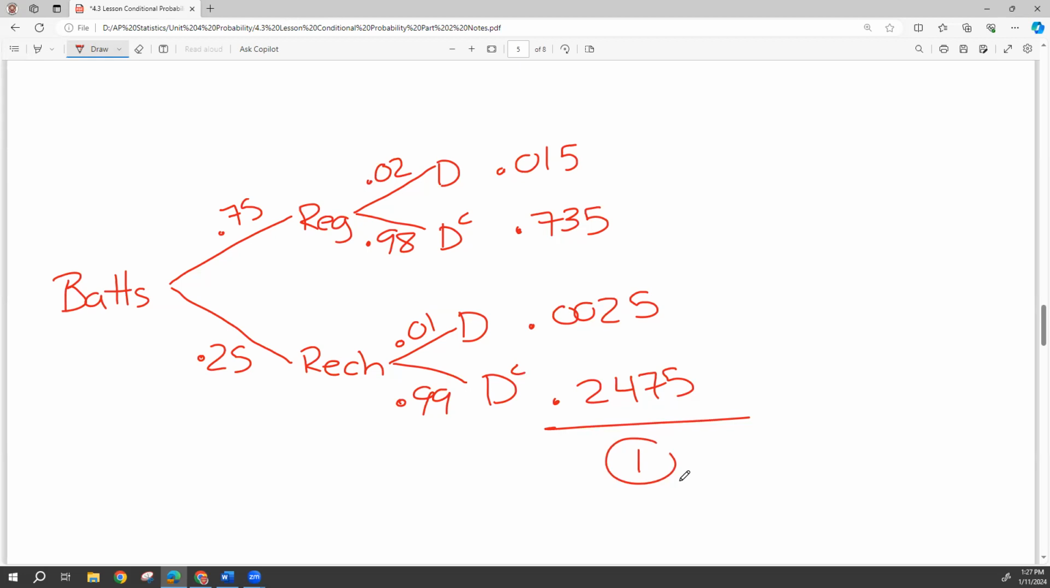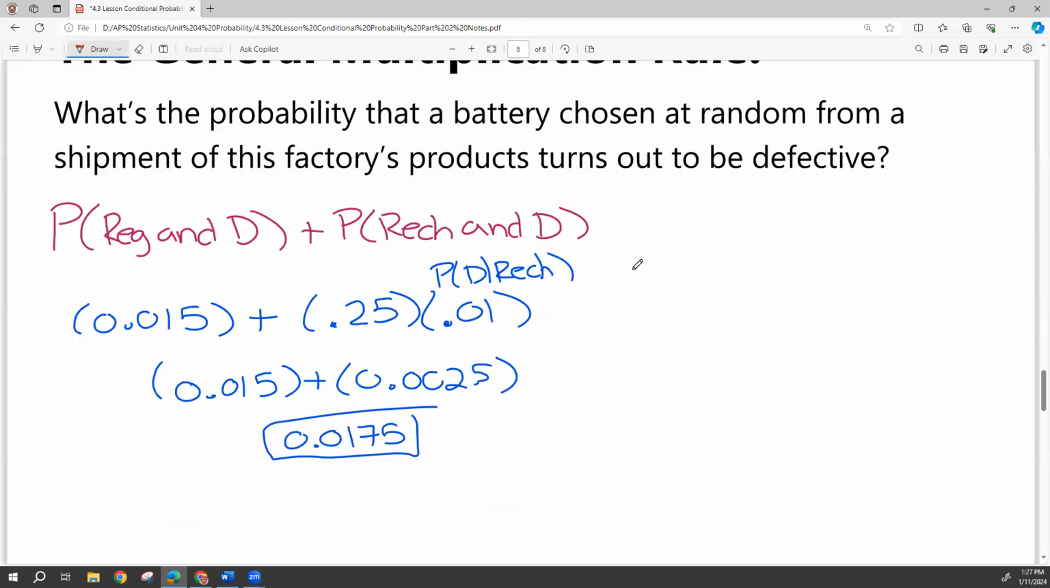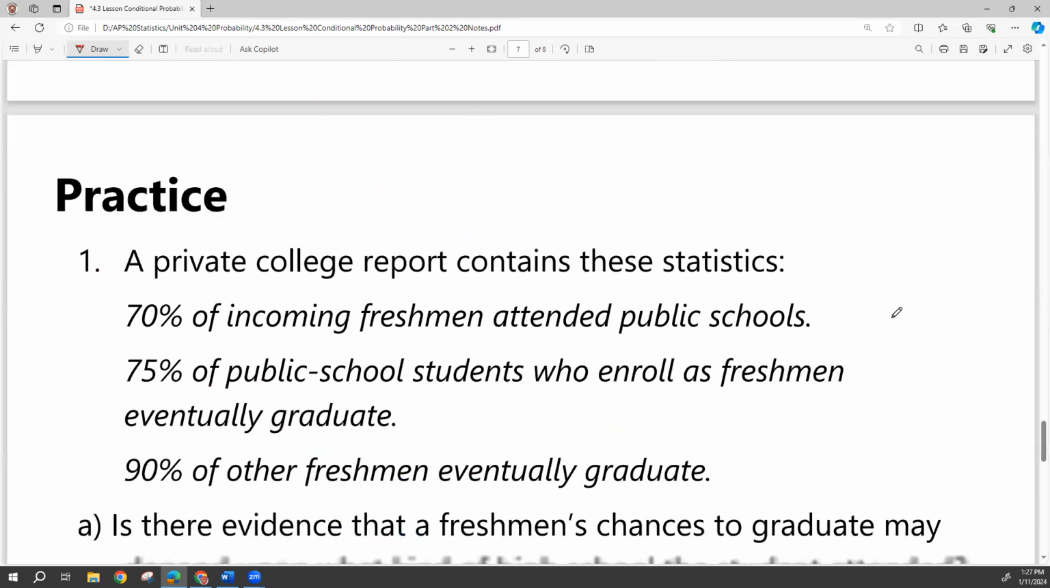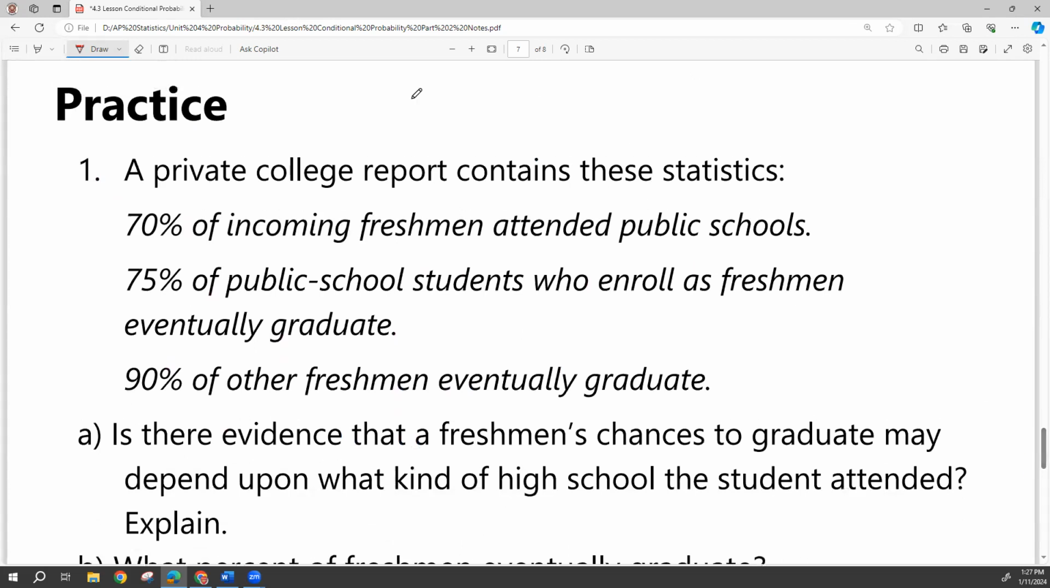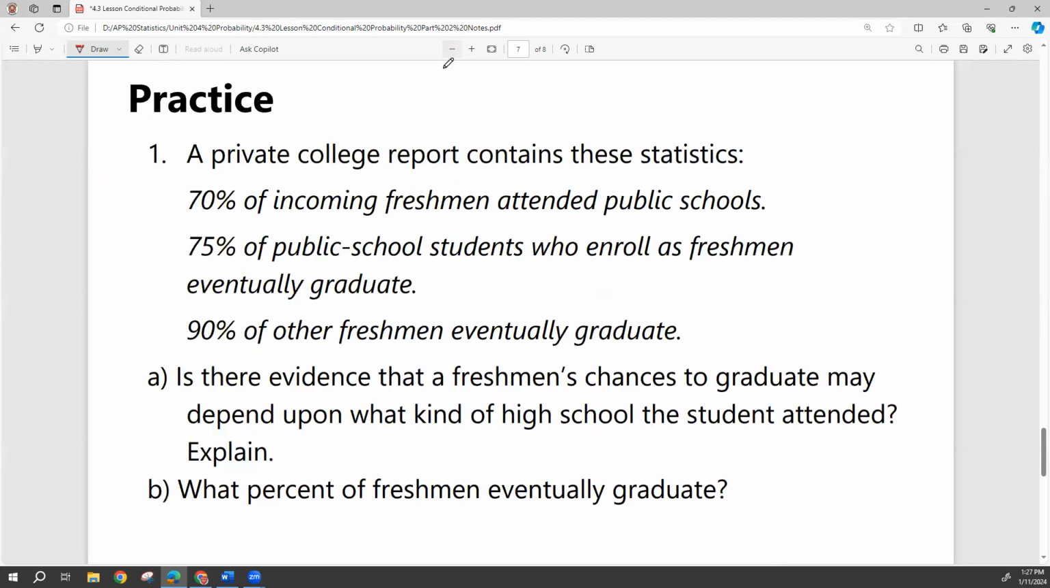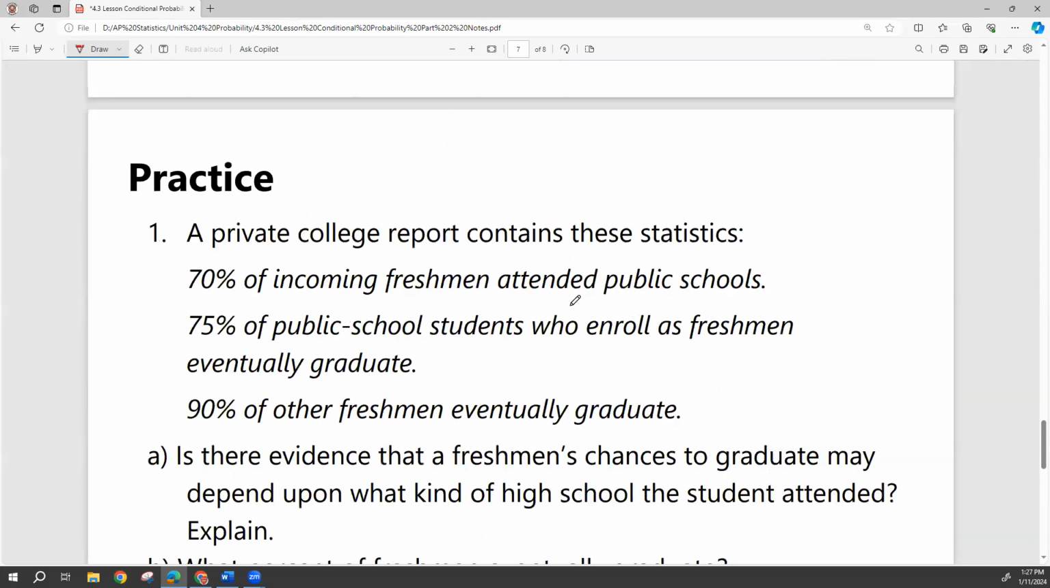So there are 4 possibilities when I pull a battery off. These are the probabilities of each. They should all add up to 1. Probability always adds up to 1. So you're not required to use a tree diagram. It's not something you have to do when you do an example problem. It is just a tool that you can use if you want to.